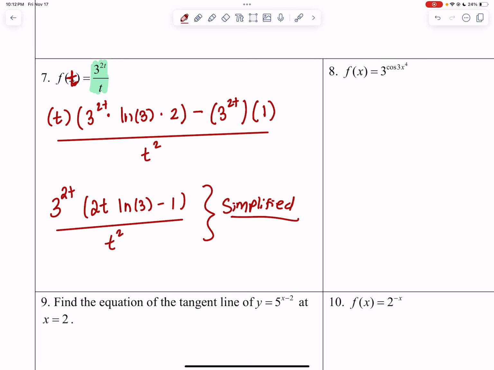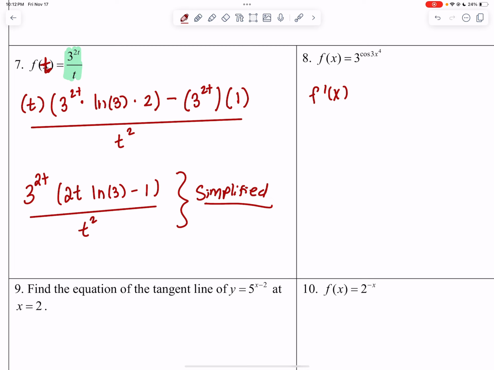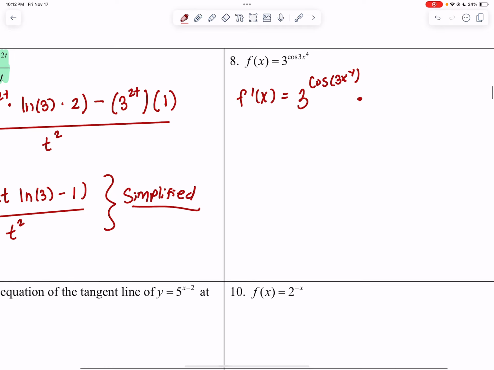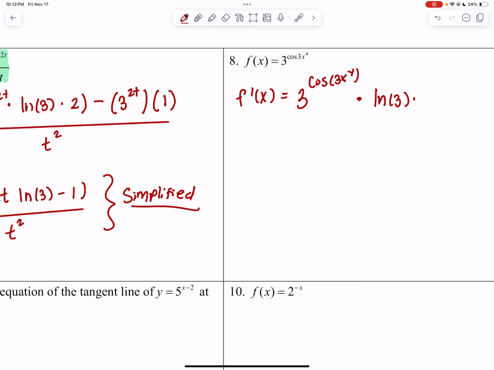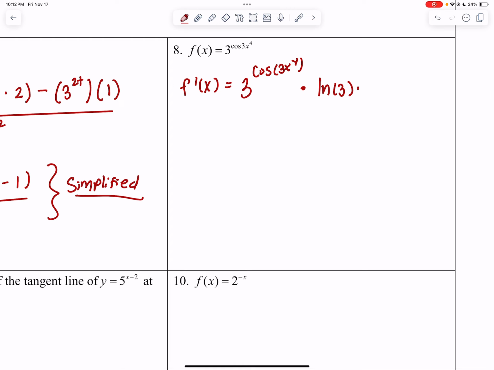All right, same thing with number 8. If I were to take the derivative of this, I have 3 to the cosine 3x to the 4th times ln of 3, and then I'm going to take the derivative of cosine 3x to the 4th. Now, this is going to be chain within a chain because you have cosine, then you have 3x to the 4th. So we're going to start with the outside function first, which is cosine. So that derivative here is going to be negative sine 3x to the 4th. And then I'm going to take the derivative of the inside function of that, which is just going to be 12x to the 3rd power.